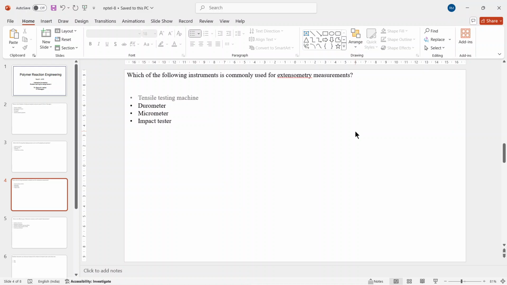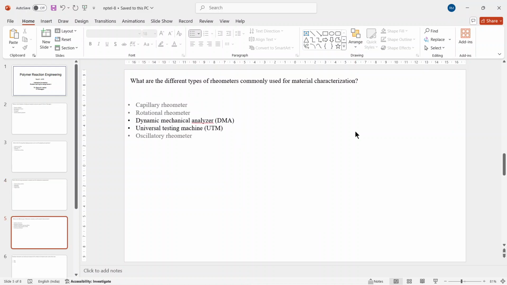Then we have the impact tester that is used for testing the impact strength of a polymer or any kind of material. What we basically do is we impact the material, and the amount of stress which is being generated in that instance is called the impact testing. So extensometry measurements are basically carried out by the tensile testing machine, which is the answer for this question.